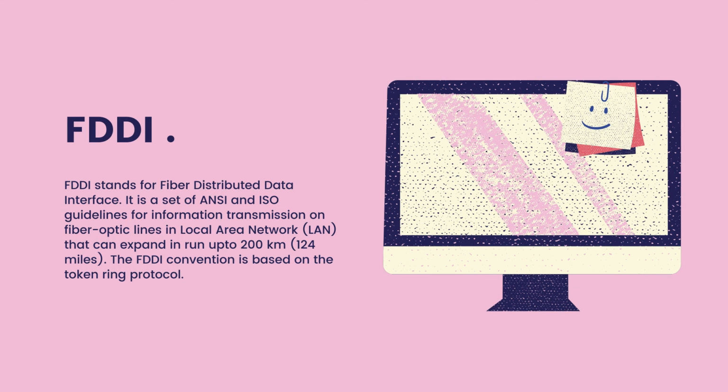And the next is FDDI. FDDI stands for Fiber Distributed Data Interface. It is a set of ANSI and ISO guidelines for information transmission on fiber optic lines in a local area network that can expand to run up to 200 km. The FDDI convention is based on the Token Ring protocol.